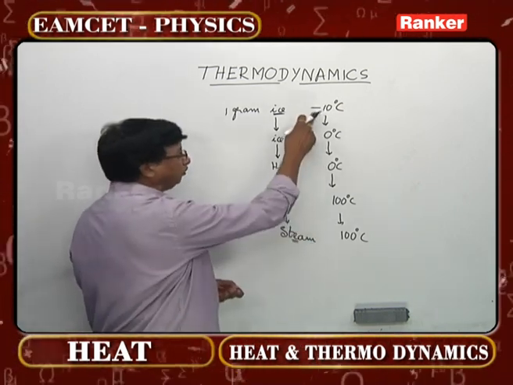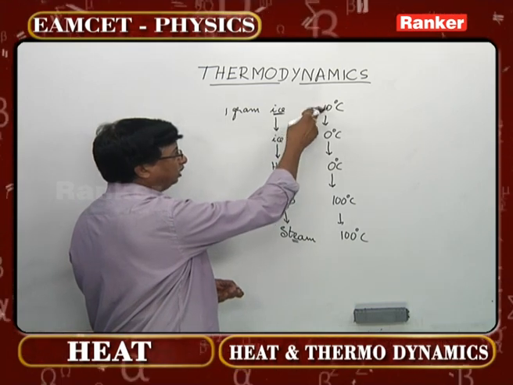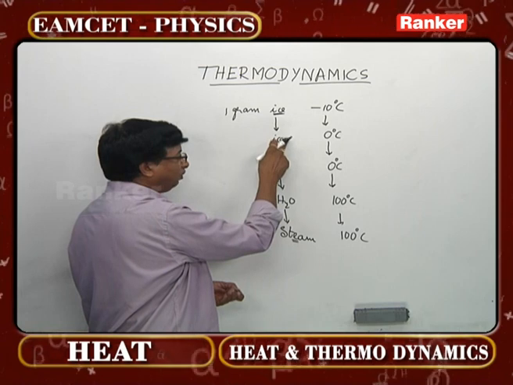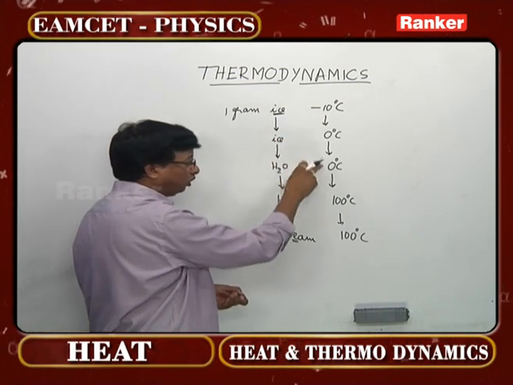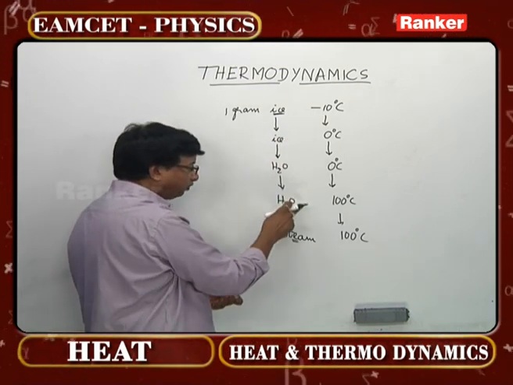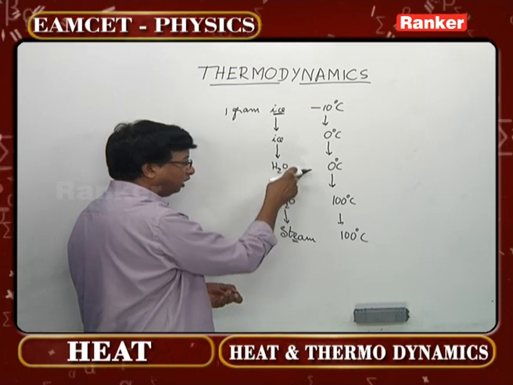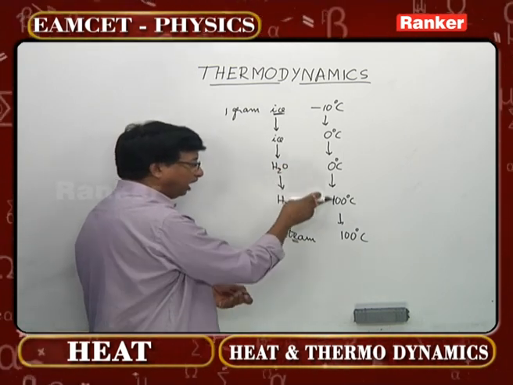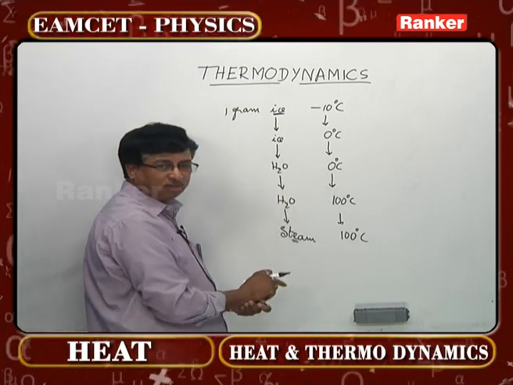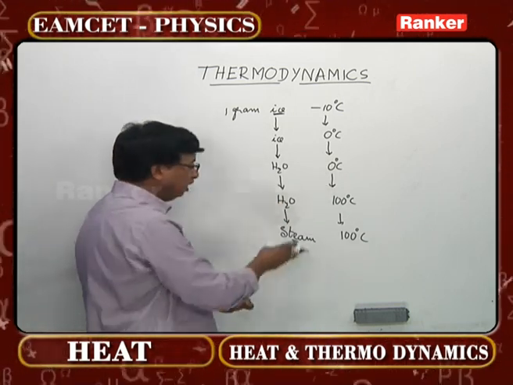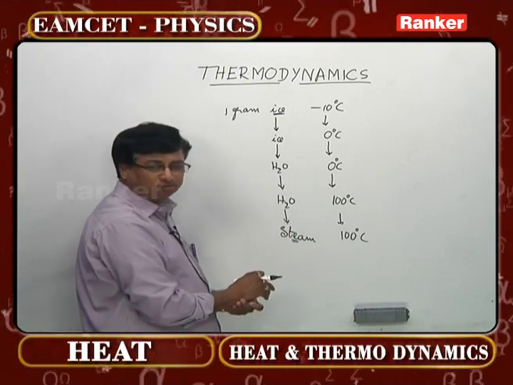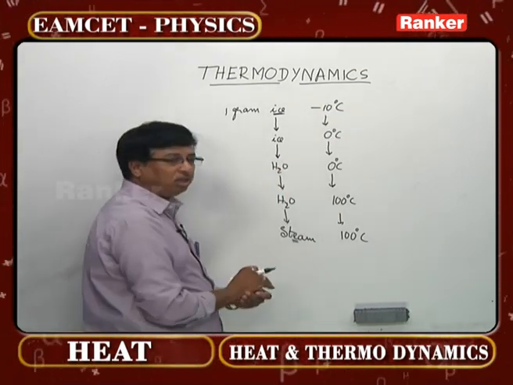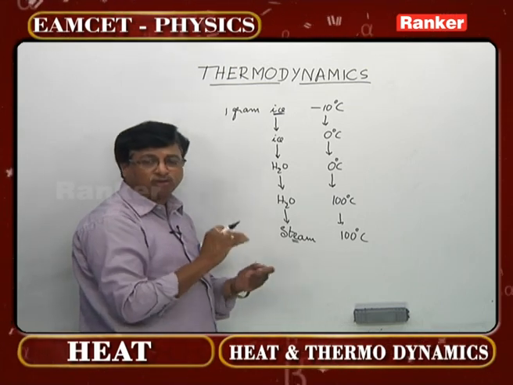In the first stage, temperature of ice must be increased from minus 10 to 0. In the second stage, ice will be converted into water at 0 degrees centigrade. In the third stage, temperature of water rises from 0 to 100 degrees centigrade. In the fourth stage, at the same constant temperature which is called the boiling point of water, this water is converted into steam. In all these 4 stages, how much quantity of heat energy are we supplying to the system?